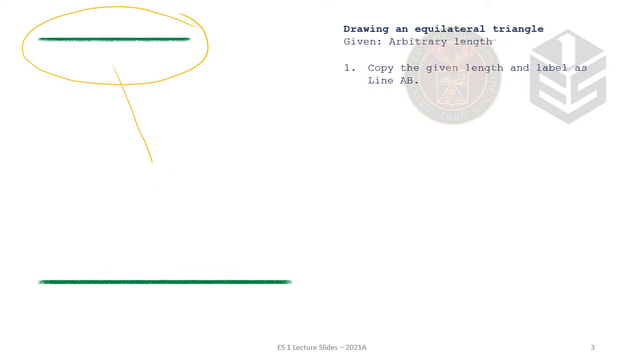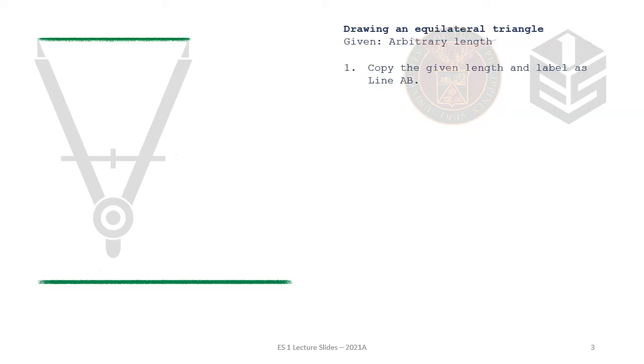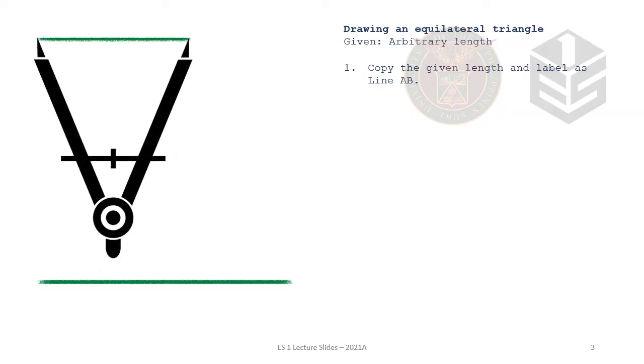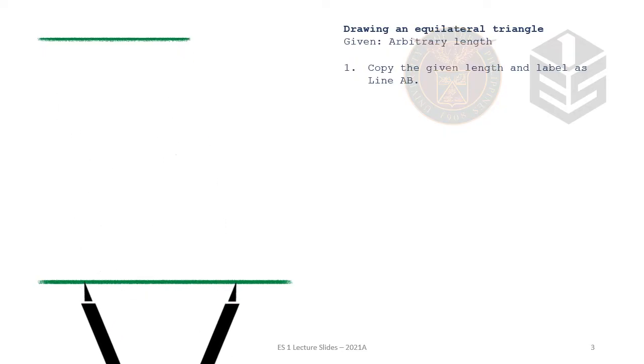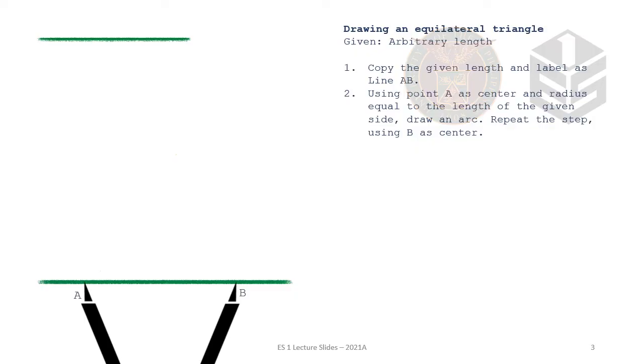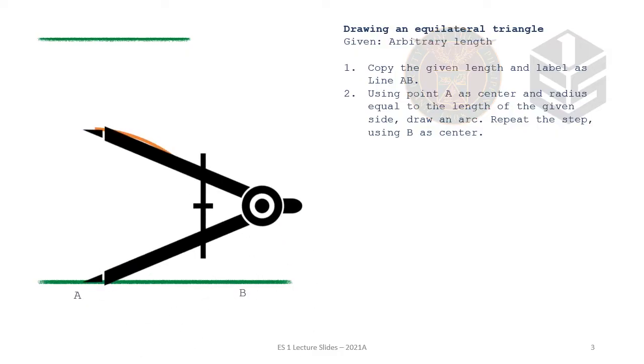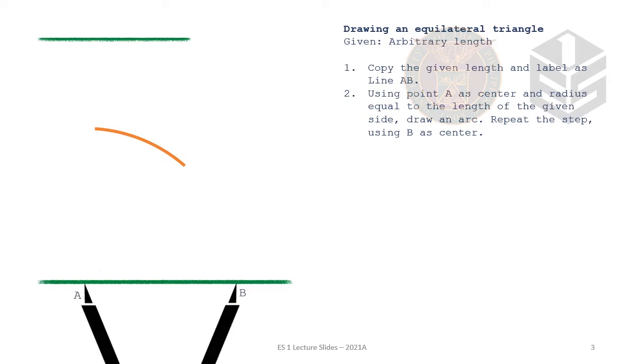We only need to use our compass in this technique. So what we're going to do is copy the length of the side and transfer it on the horizontal line. We can mark the vertices or the endpoints as A and B. Next, we strike an arc using the length of the side as the radius of the compass and repeat the same step on the other point.